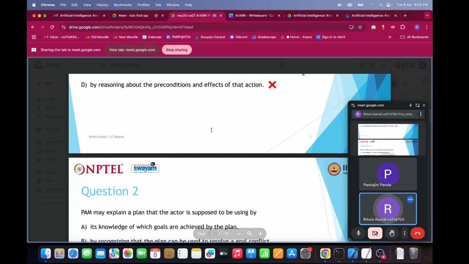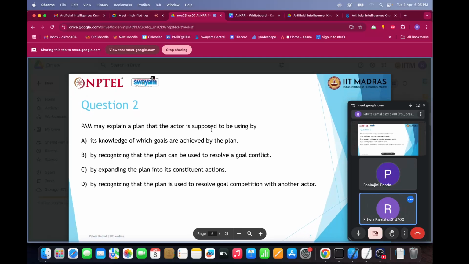Let's move on to question 2 then. So now question 2 asks us again about PAM, and it says that PAM may explain a plan that the actor is supposed to be using by which of the following.